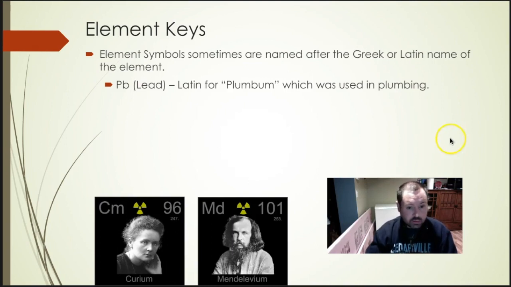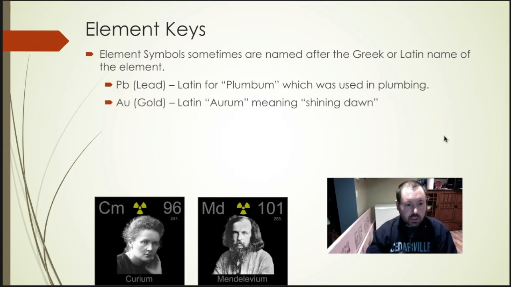Bad idea. Don't use lead in your plumbing. But its symbol is Pb because it was used in plumbing. Or like gold, its Latin name is Aurum, which means shining dawn.